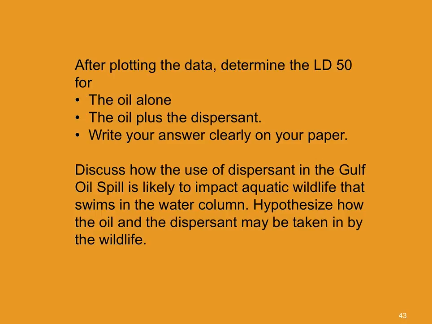Write your answer clearly on the back of your paper, and then write a short discussion of how the use of the dispersants in the Gulf oil spill is likely to impact aquatic wildlife that swims within the water column. And I want you to hypothesize how the oil and the dispersant may be taken in by the wildlife. Now you can pick anything from very small organisms to marine mammals. And that's what you need to do. You're all done.